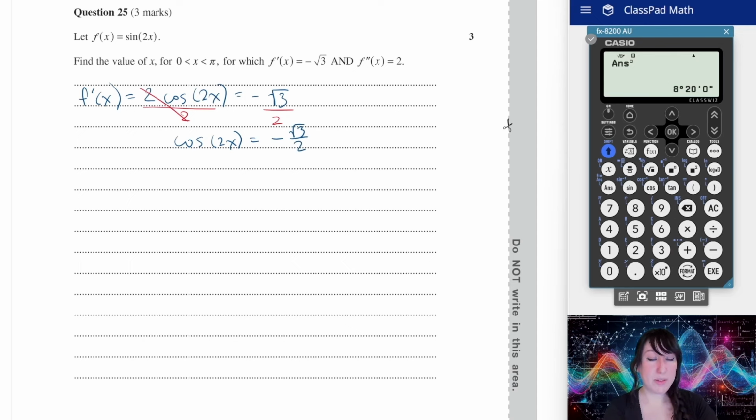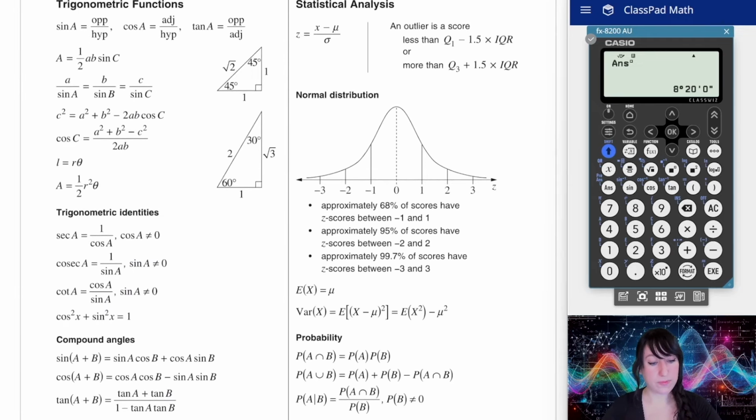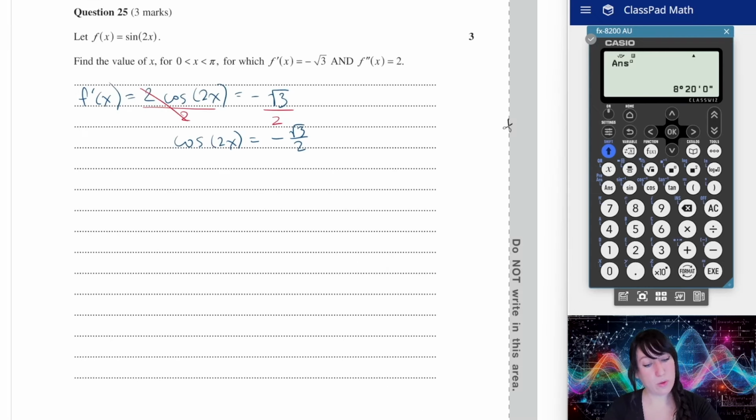That will be an exact value, so let's go look at our two right triangles. Cosine is root 3 over 2 at 30 degrees. We'll call that our reference angle because this is equal to negative root 3 over 2, so it's not going to be in quadrant 1. We're also working in radians, and 30 degrees is pi over 6. Now, cosine's negative in quadrants 2 and 3, so we'll need that angle in those quadrants.